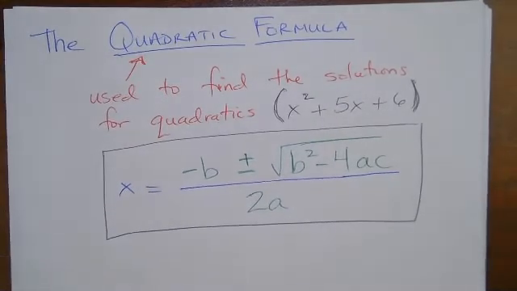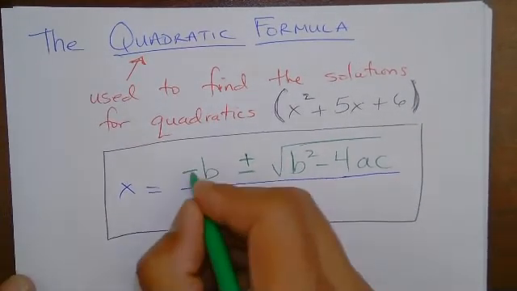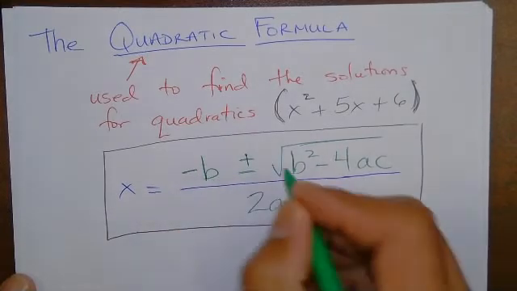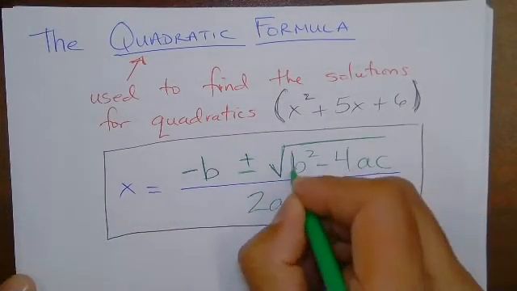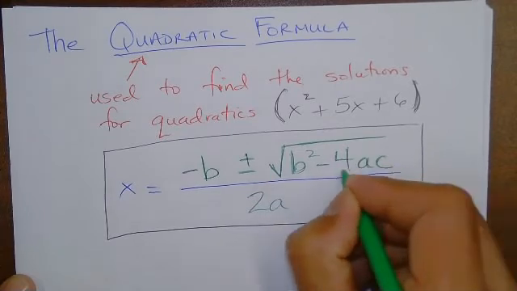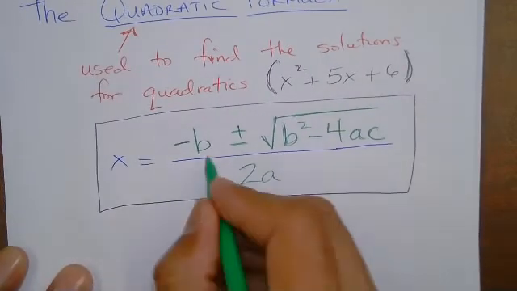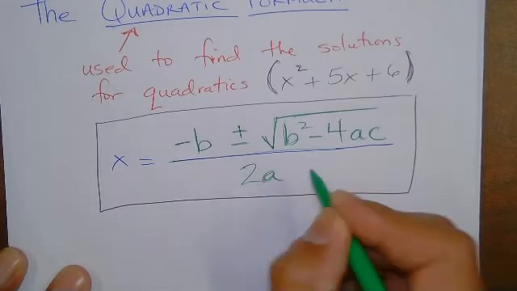You've never seen that before? Okay, good. It's a negative b, don't forget negative b, plus minus the square root of b squared minus 4 times a times c. When everything's together like that, it's all multiplication. All divided by 2 times a.